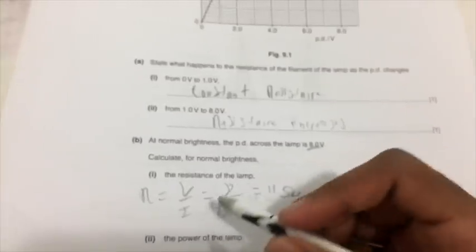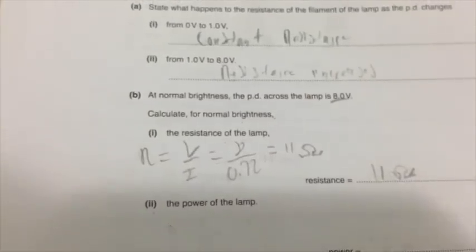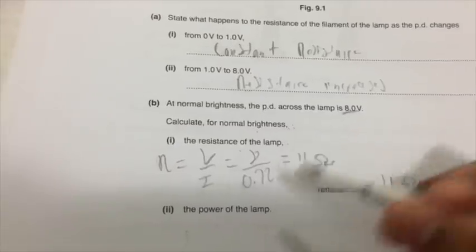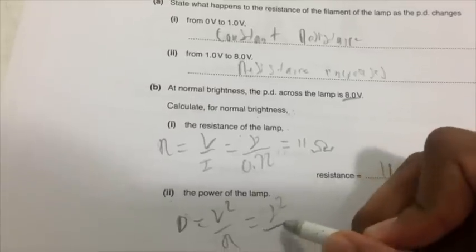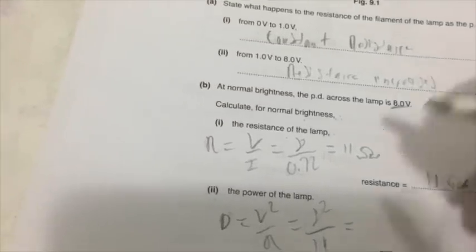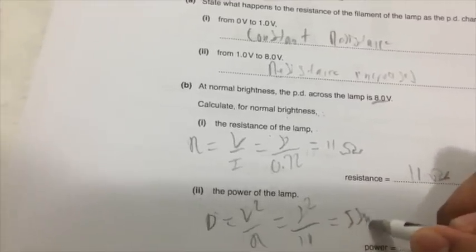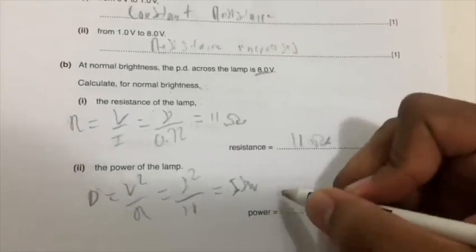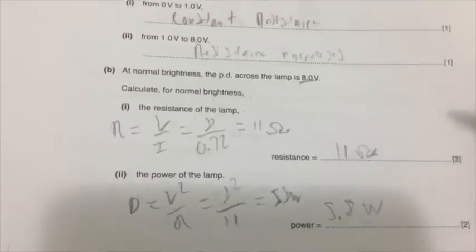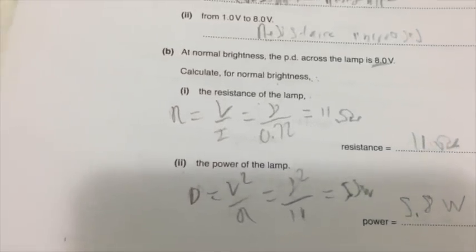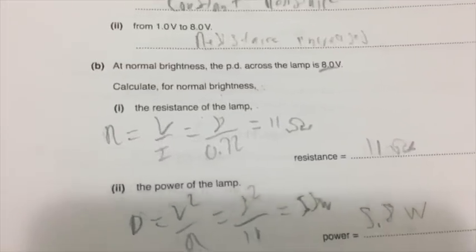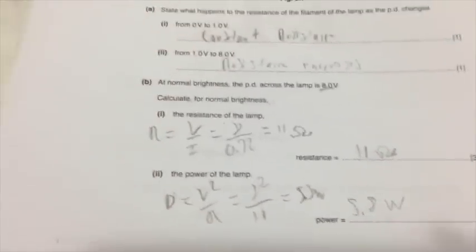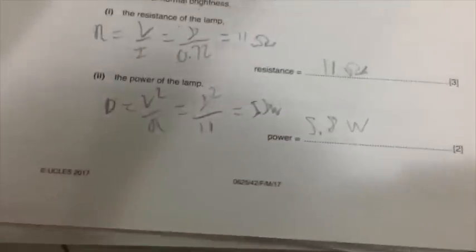Yeah, the power of the lamp, and remember, these are all for normal brightness. Normal brightness, the resistance. Normal brightness, the power. Power is equal to V squared by R, which is equal to 8 squared by 11, which is equal to 5.8 watts. Why V squared by R? Because power has three formulas: IV, V squared by R, and I squared R. In this case, they just gave us the voltage, and it's only 2 marks, so I don't want to waste time. That's why I used power equals V squared by R. It doesn't matter, anything you use will give you the same answer.